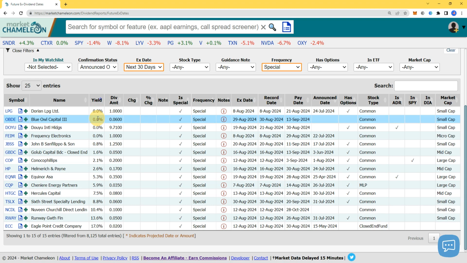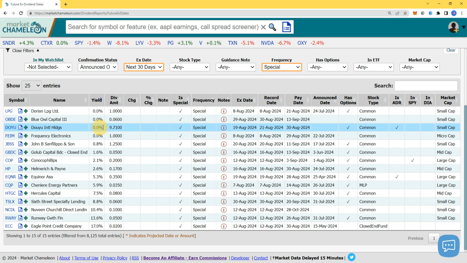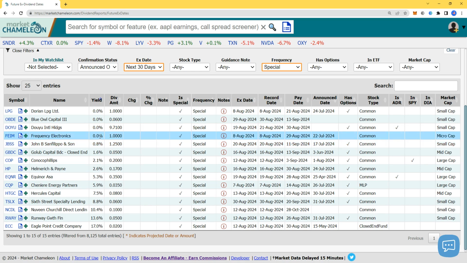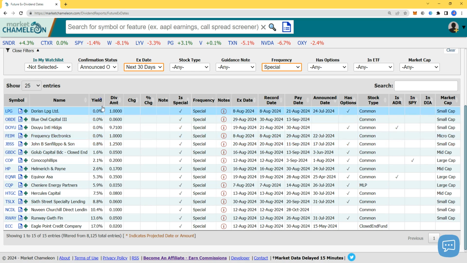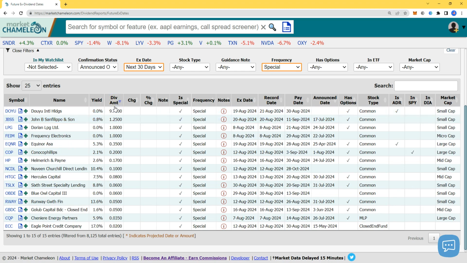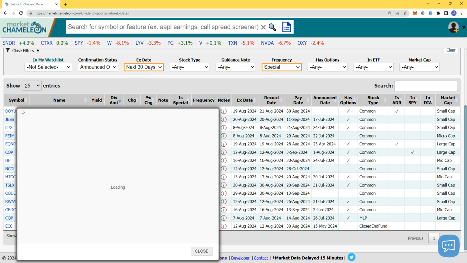And you see here, this one, the yield is 0, but they're paying a special dividend. This one, the yield is 0. We're going to focus on this, almost $10 dividend. This one, $1.125. So in order to filter that, you can go by dividend amount, okay? Click twice, and you see Doyle International Holding, $9.71 special dividend.